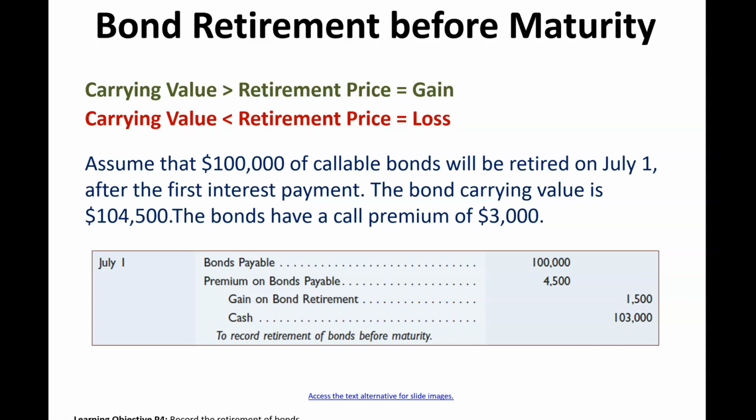And it says that the bond carrying value is $104,500, which means what's left unamortized of the bond is $4,500. So we would have to zero out that, which would be a debit to premium on bonds payable. Now the difference is the plug figure. It's what do we need to get this to balance? We need a $1,500 credit to balance this journal entry, and that would be the gain on the bond retirement.